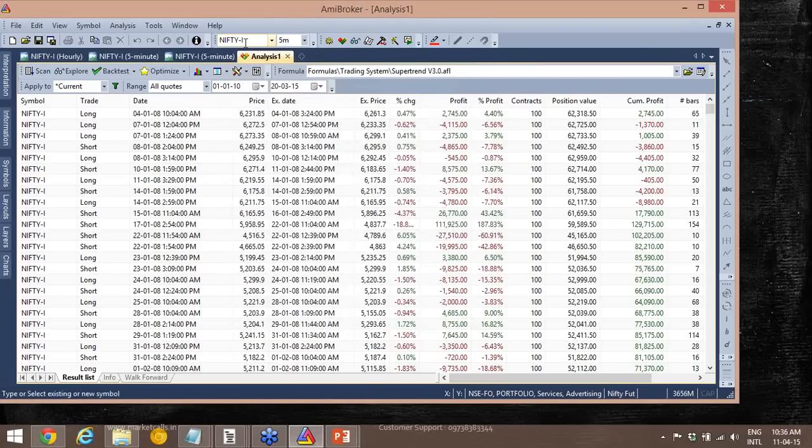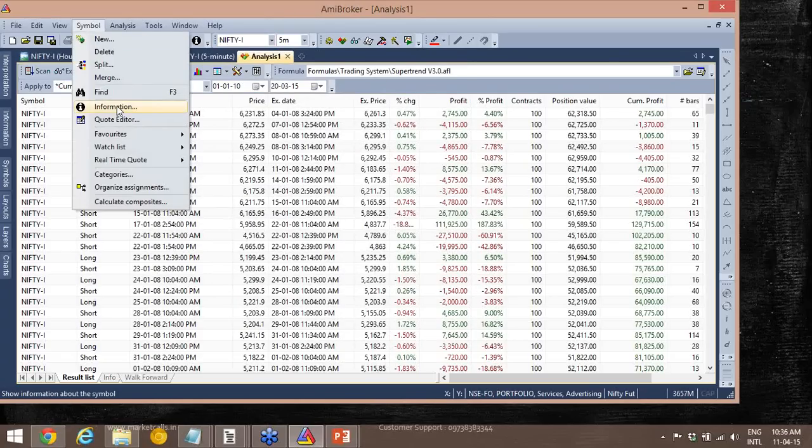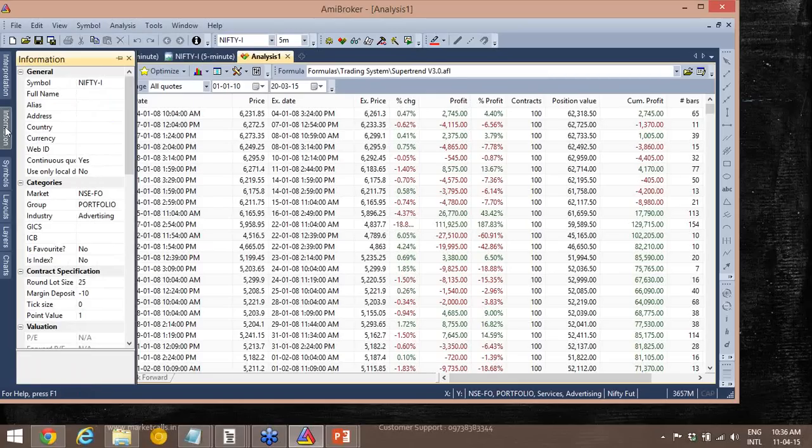Apart from that, to backtest any kind of instrument, each and every instrument has its own lot size, right? When it comes to futures or options, we have to set the lot size for each and every single instrument. So we can go to symbol and then information. Otherwise, you can find it at the left side in your broker screen. So you have to set your round lot size. The round lot size is 25 here.